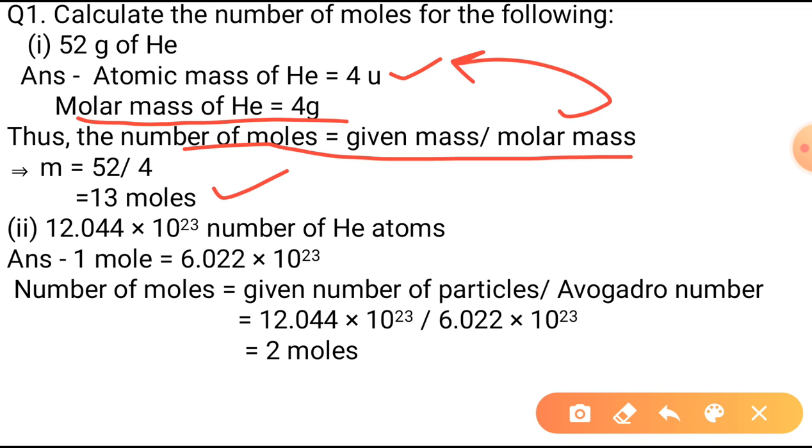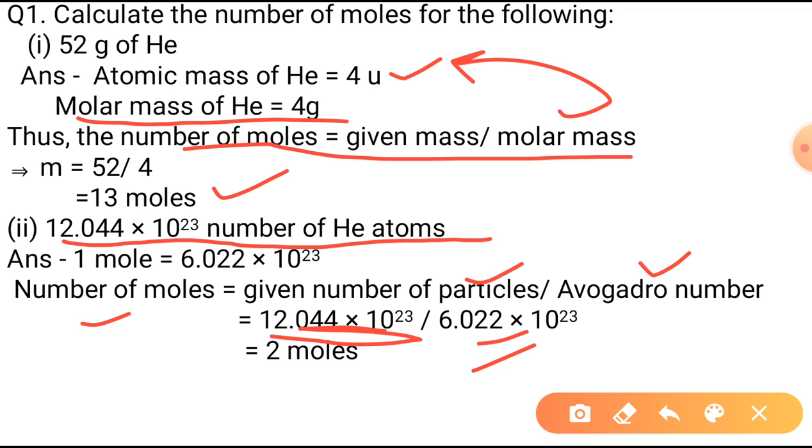Now the second question says you have to find the number of moles, but this time particles are given instead of mass. Have a look. 12.044 into 10 to the power 23 helium atoms this time. This is the given number of particles. Now let's go by the formula: number of moles equals the given number of particles divided by Avogadro's number. This is the given number of particles which I am marking here, and I have told you the Avogadro's constant, that is 6.022 into 10 to the power 23, and we divide the two numbers.